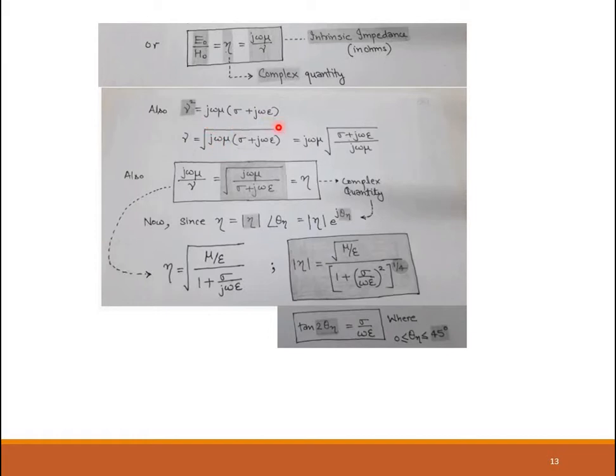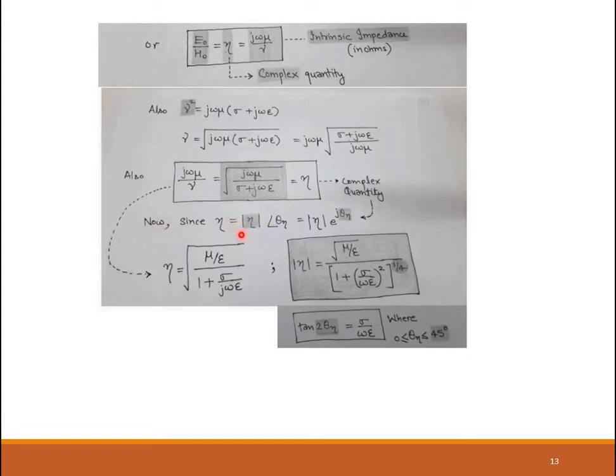So gamma is the square root. If I want to take the j omega mu out of the square root, I divide and multiply by j omega mu. So I take this out and write it in this form. These things are self-explanatory. So j omega mu by gamma, in place of this gamma, I'm going to substitute this. So finally, what do I get? The intrinsic impedance of a lossy dielectric is the square root of j omega mu divided by sigma plus j omega epsilon.